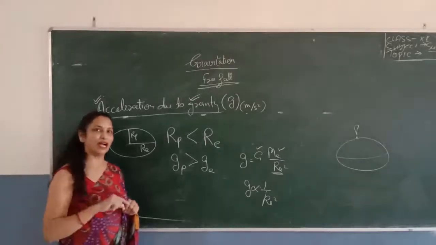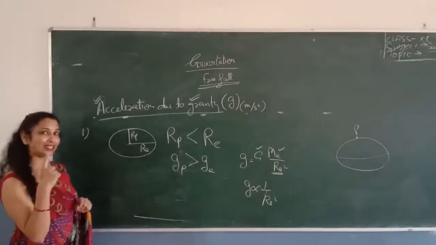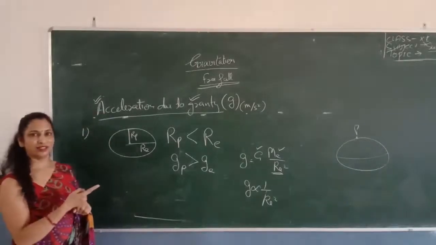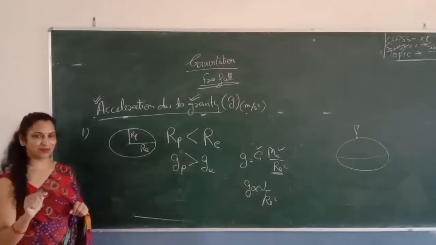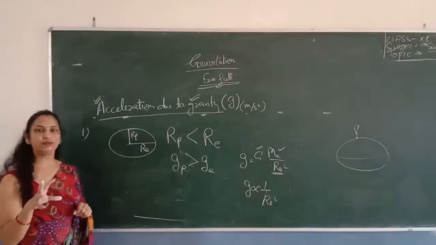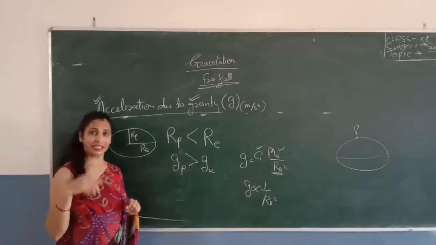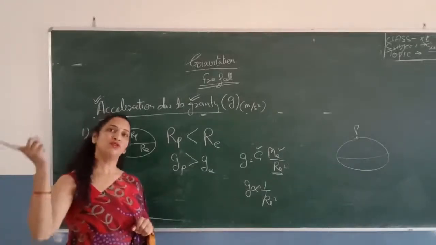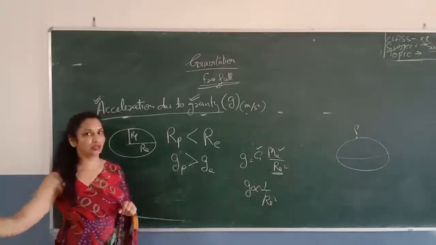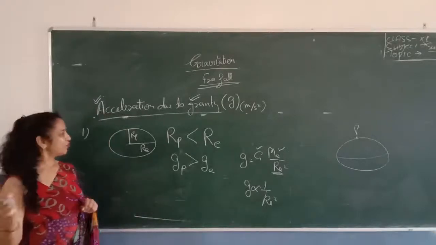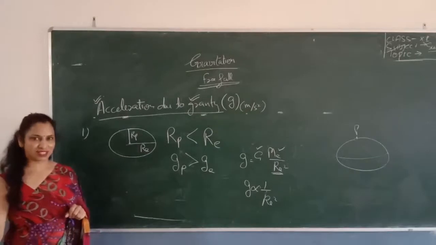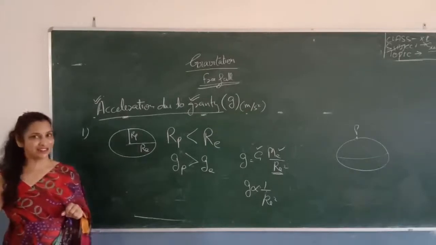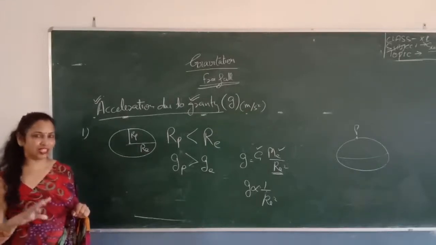On which part, on the pole or on the equator, will the object reach first? If we drop something from an equal height, one on the pole and one on the equator, in which part will the object reach first? It means it will take less time as compared to the other one.